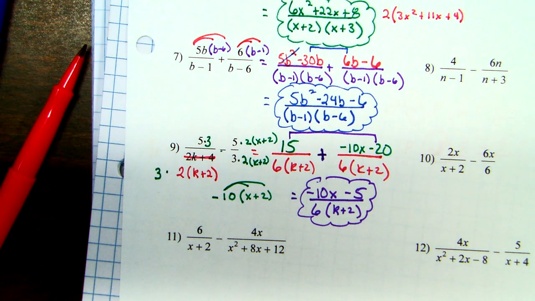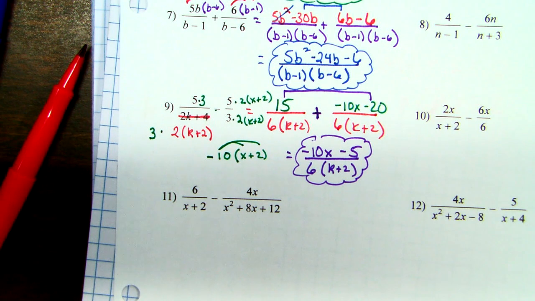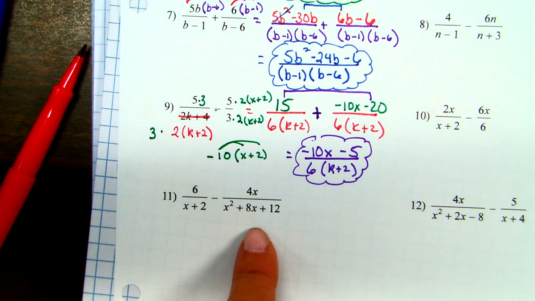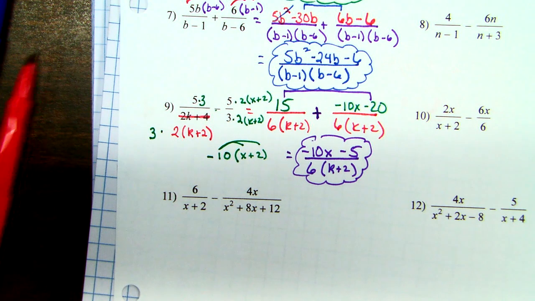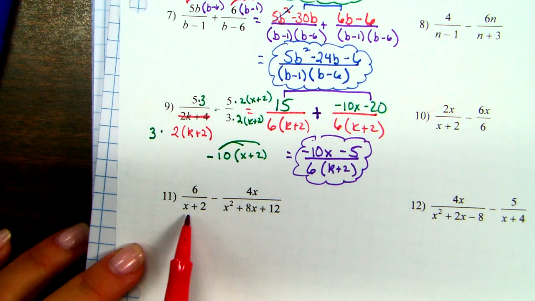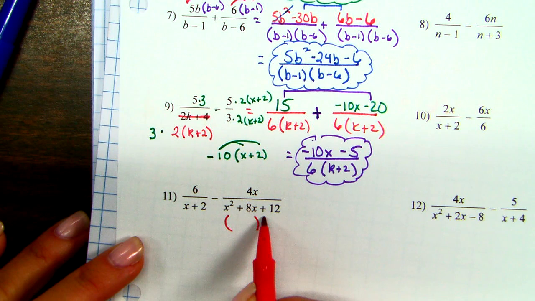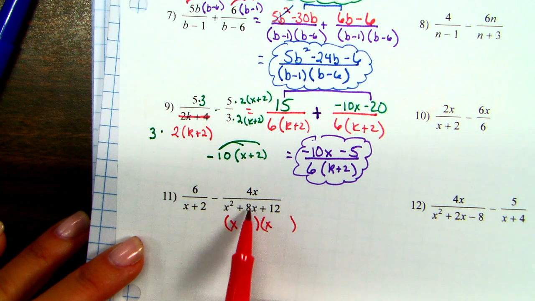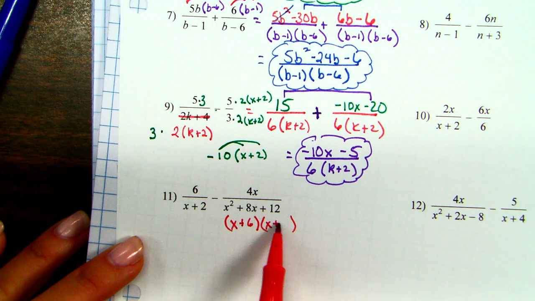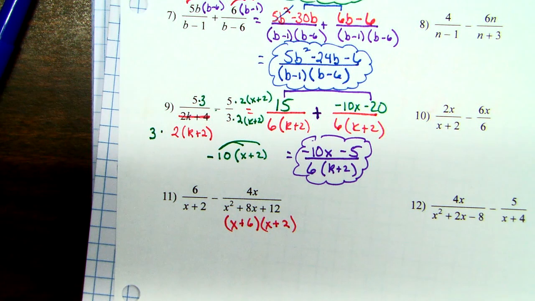All right, last one I'm going to do with you right now is look at your denominators. There is factoring in the second one. That is a chart type of factoring. So we have x plus 2 here, nothing I can do there. And I can factor this into the two numbers that multiply to get 12 and add to get 8. That would be 6 and 2. Any order, they're both positive.